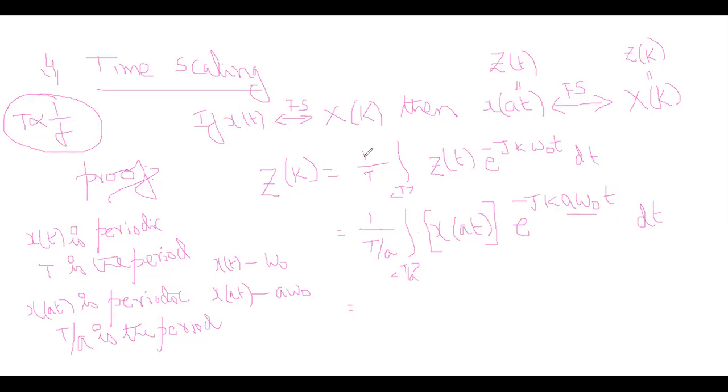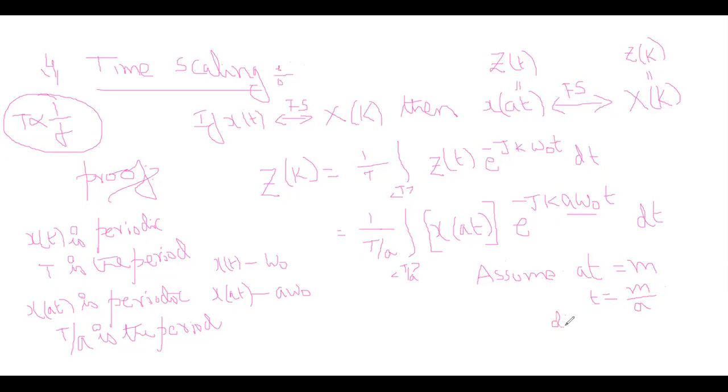Now take that, assume at is equal to m. What we did in the time shifting property, replacing x of t minus t naught with m, here also I'm taking the same thing. Okay, then t is equal to m by a.